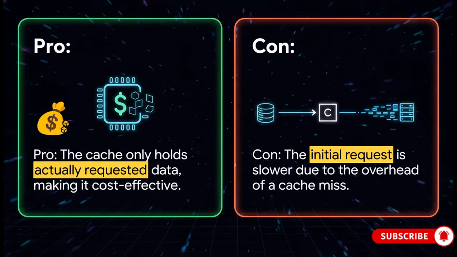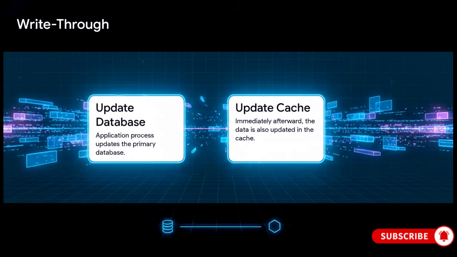So what's the trade-off here? Well, the huge advantage of cache-aside is its efficiency. You're only storing data that's actually being used, which keeps your cache lean and cost-effective. The downside? The very first request for a piece of data is always going to be a bit slower because of that initial cache miss. It's a bit like ordering a pizza. The first time you order, you have to wait for them to make it, but every time after that, it's ready to go.